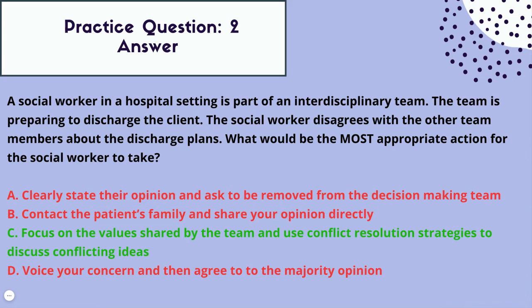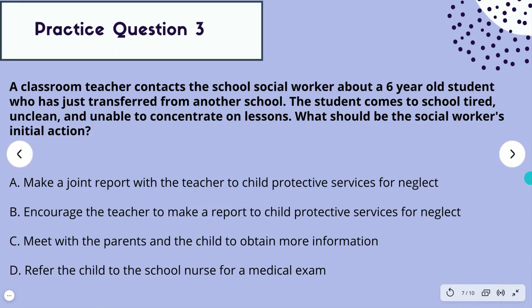Okay, we have one more question to cover. Question number 3. A classroom teacher contacts the school social worker about a 6-year-old student who has just transferred from another school. The student comes to school tired, unclean, and unable to concentrate on lessons. What should be the social worker's initial action? Go ahead and read that through. And then let's take a look at our answer choices.